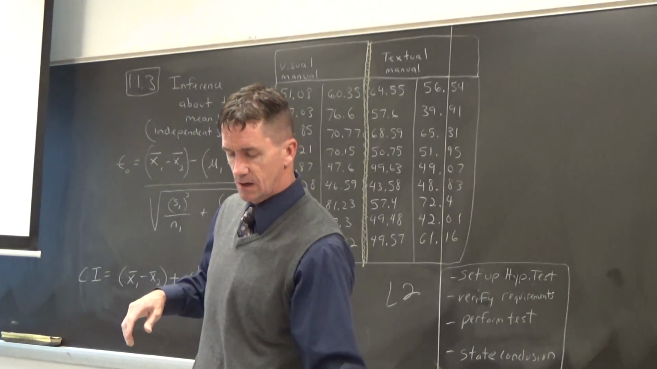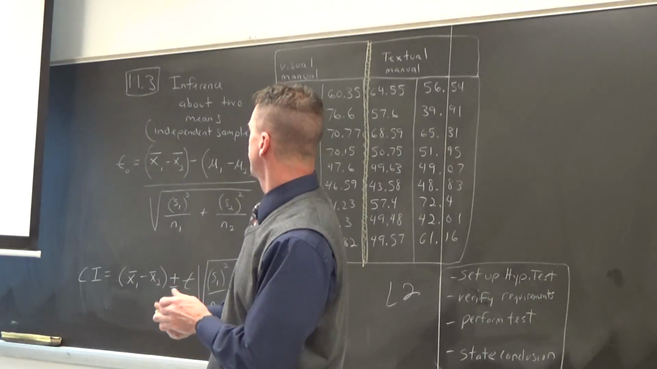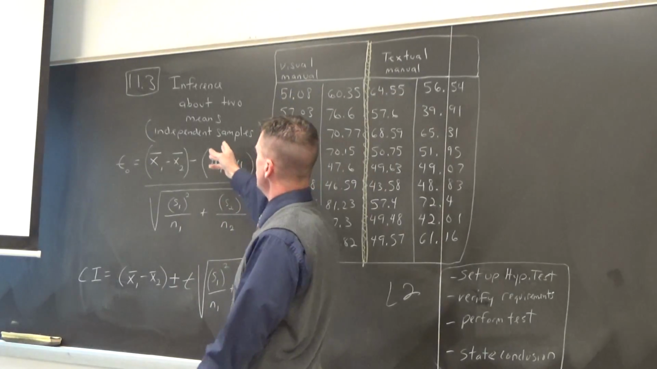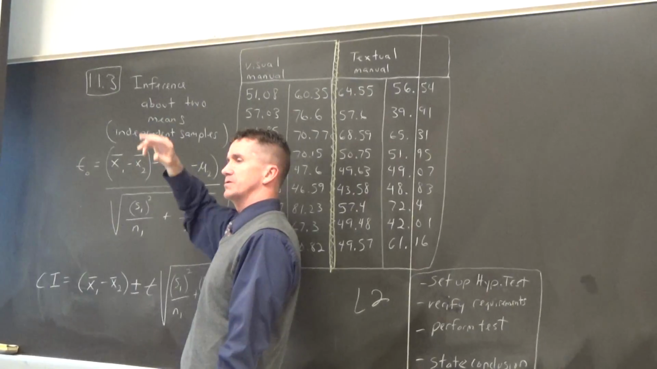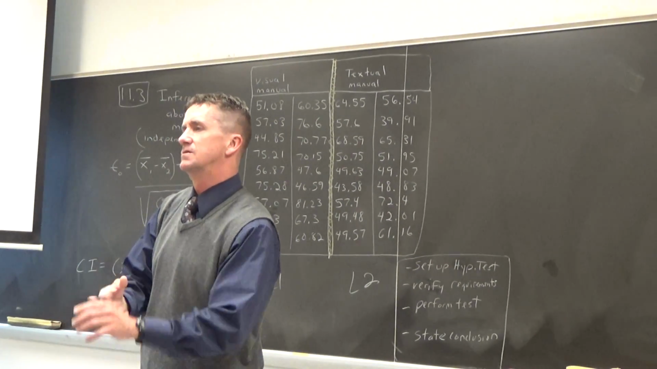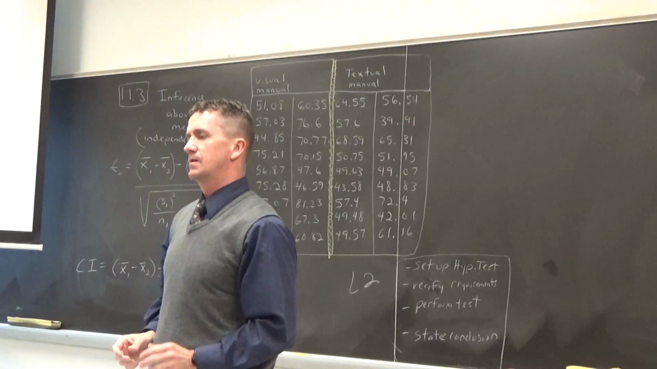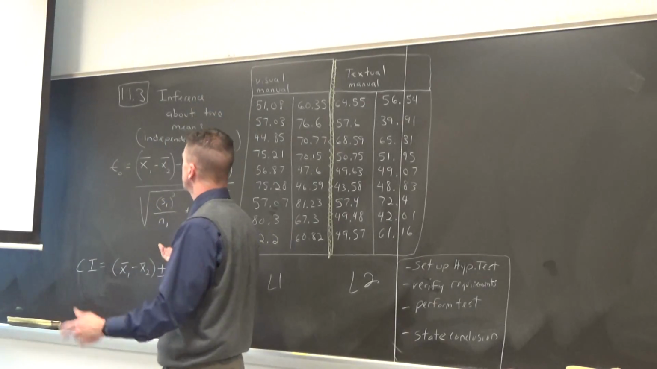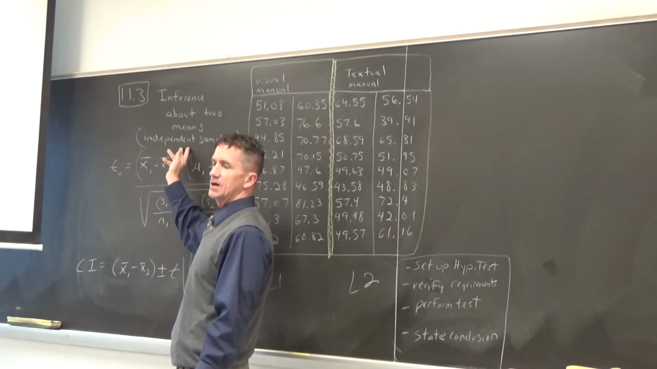Afternoon, everyone. So today we're going to do section 11.3. This is on inference about two means. The last section dealt with two means that were dependent samples. We called it matched pairs. Everything was paired up. Could be the same person that did something twice, could have been twins, could have been like husband and wife.